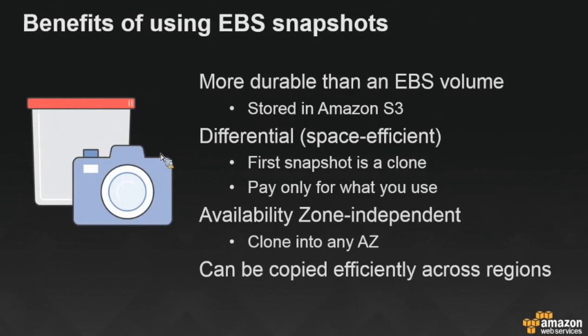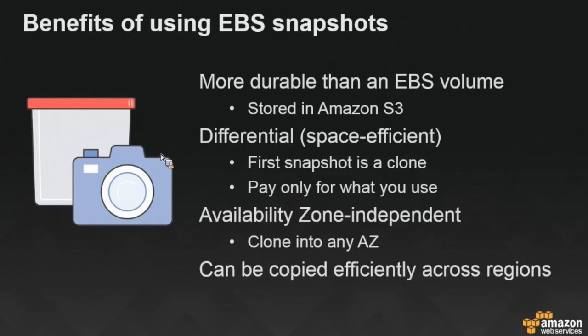So let's talk a little bit about EBS snapshots and why you'd want to use them. An EBS snapshot is more durable than an EBS volume. That is because when we take an EBS snapshot, we copy the data from EBS and we store it in Amazon S3. Now we don't store it in your bucket. You can't go to Amazon S3 and see the data. What we do is use Amazon S3 as the location and store it in a snapshot format for EBS. But what that means is we get the durability of S3 for storing that data.